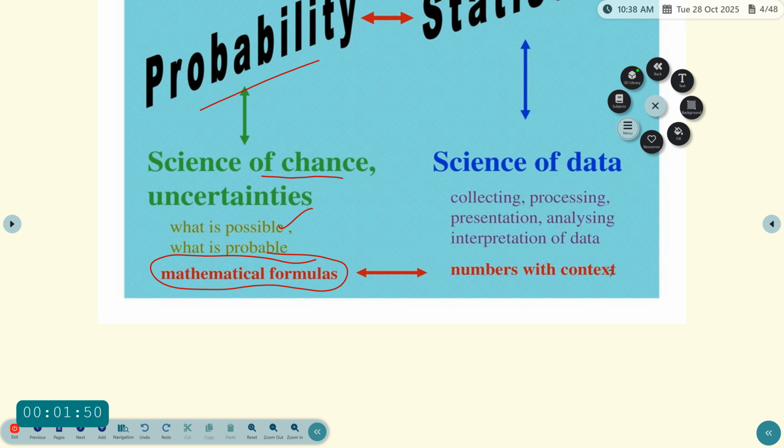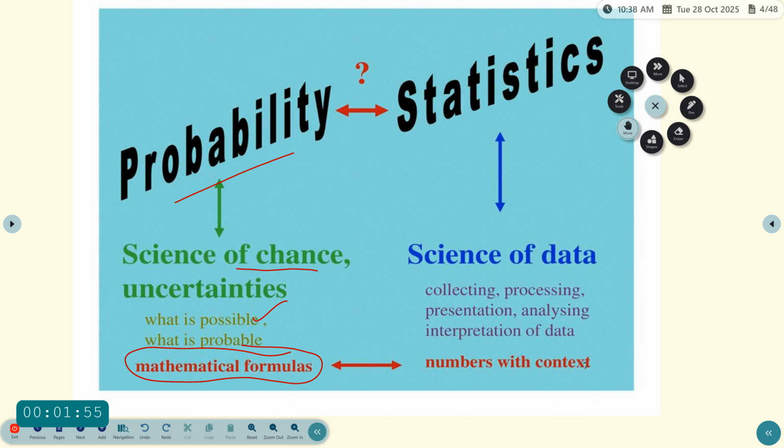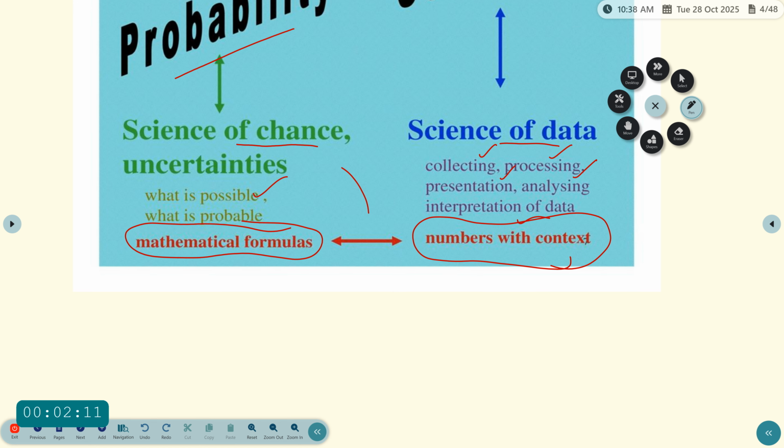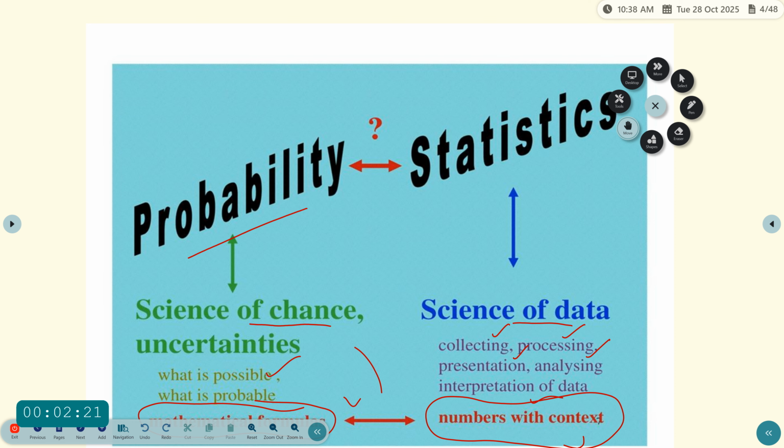Another side is statistics. What is statistics? Statistics is the science of data. It includes collection of data, processing of data, presentation of data, analyzing and interpretation of data. It deals with numbers. While probability deals with mathematical formulas, statistics deals with numbers. So this is the definition for probability and statistics.